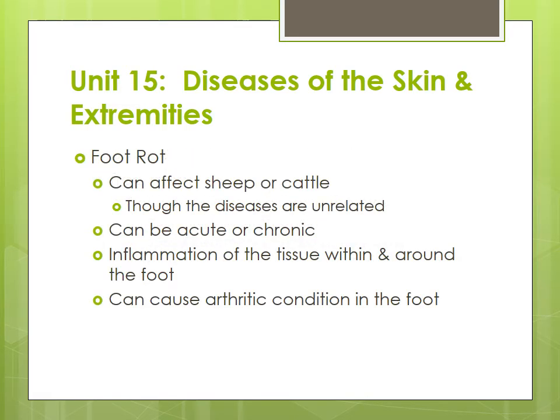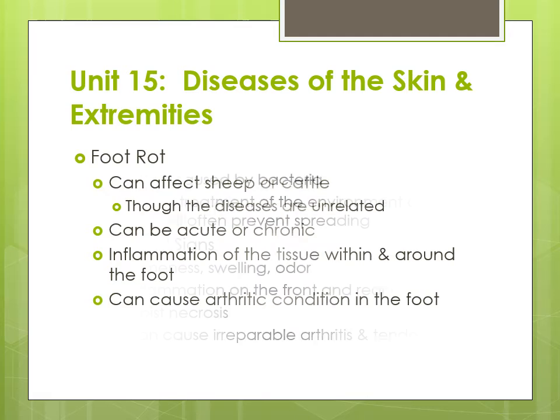The next problem we'll talk about is foot rot. And again, we're talking sheep or cattle, and though the diseases are similar in nature, they're quite unrelated. These foot rot issues can be acute problems, meaning very severe, quick onset, or a chronic problem that develops over a long period of time. Foot rot problems are always associated with some inflammation of the tissue within and around the foot, whether it's just above or can even spread up into the ankle if allowed to persist, and oftentimes causes some arthritis.